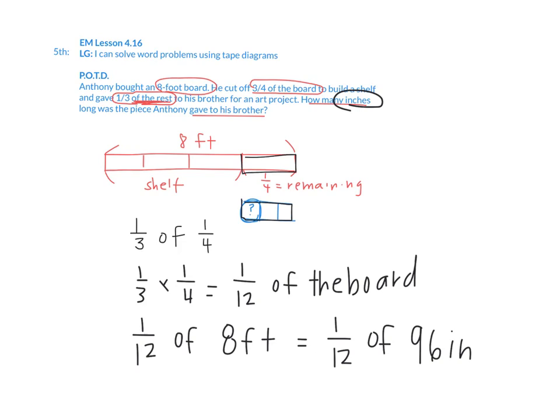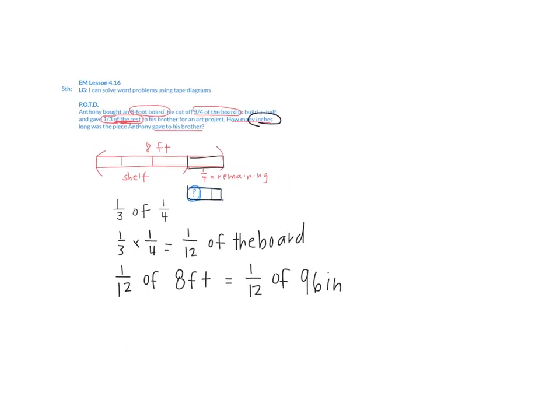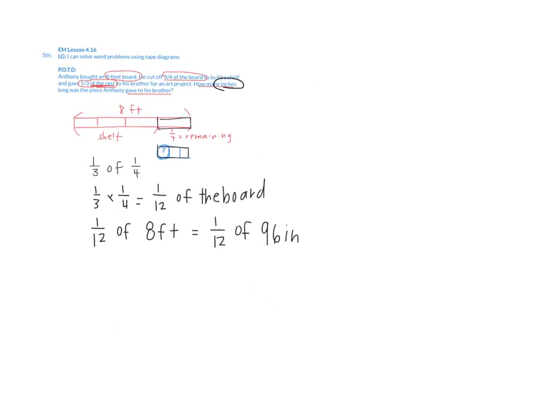How can I do that? Well, I know the word of means multiplication. So this is the same as 1/12 times 96. If I make 96 copies of 1/12, how many 12ths do I have?